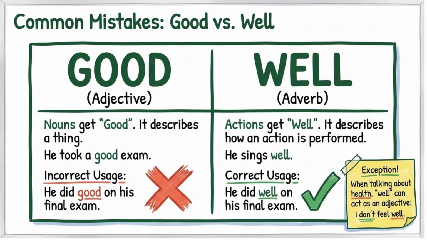Common mistakes: good versus well. Nouns get good. It describes a thing, as in he took a good exam. Actions get well. It describes how an action was performed, as in he sings well. So he did good on his final exam is incorrect. It should be he did well on his final exam. One exception: when talking about health, well can act as an adjective, as in I feel well.